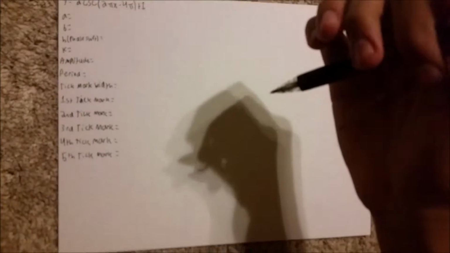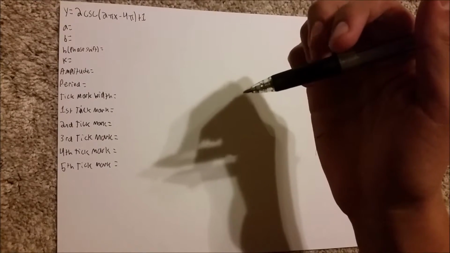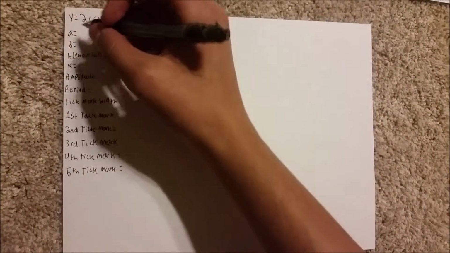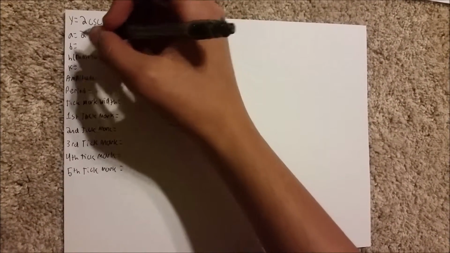So in this video, we're going to show you how to graph a cosecant graph. But first, we're going to find all the attributes so we can be able to graph it. So for this one, A is going to equal 2, as we can see right here. B is going to equal 2 pi.